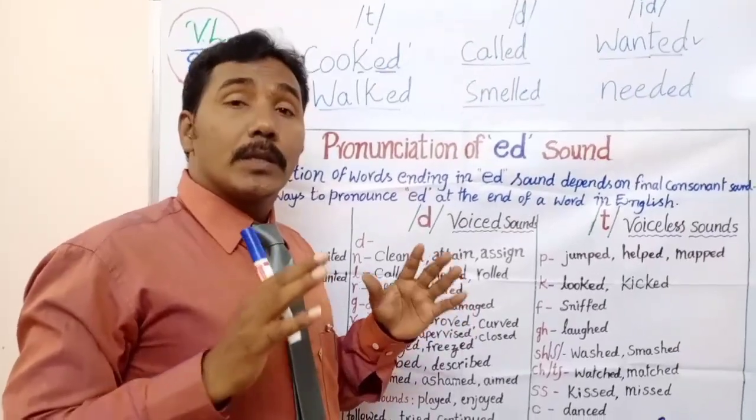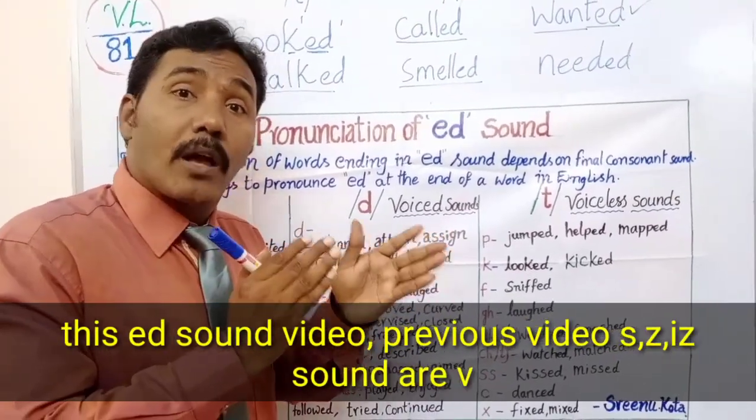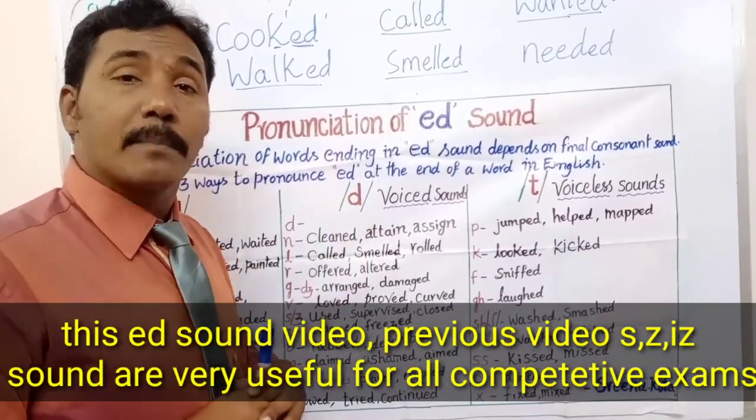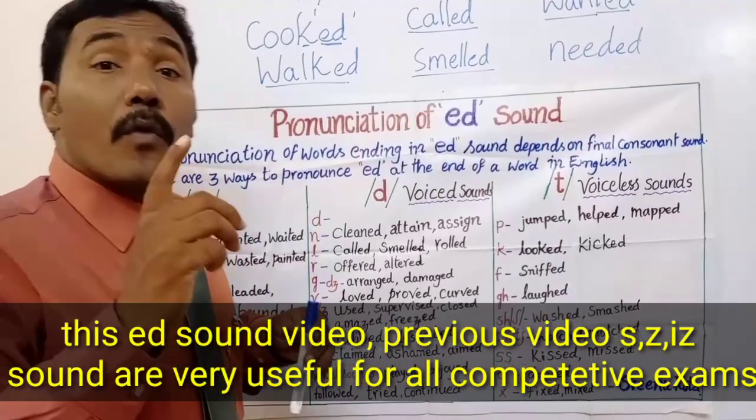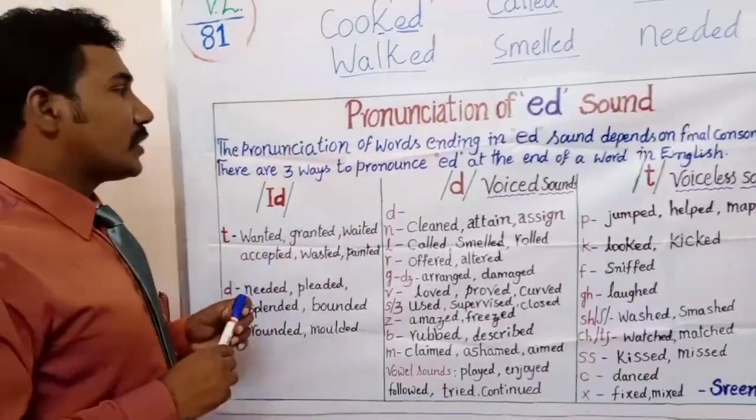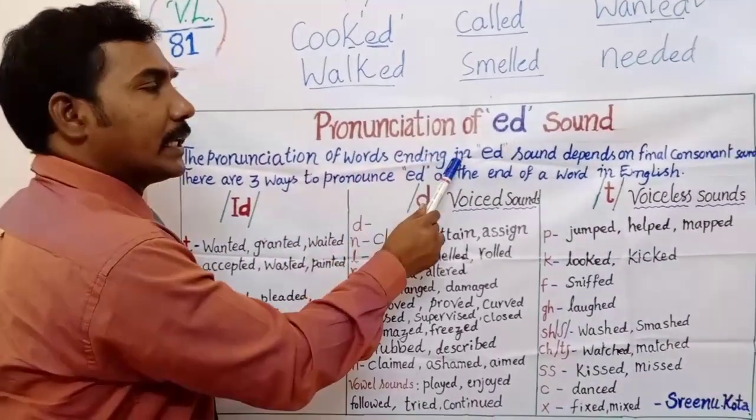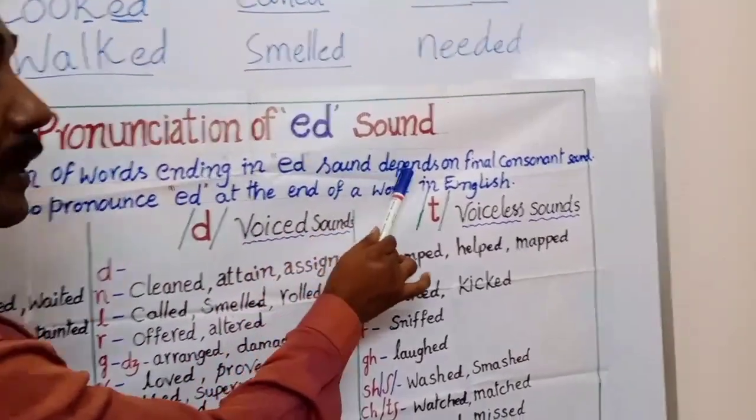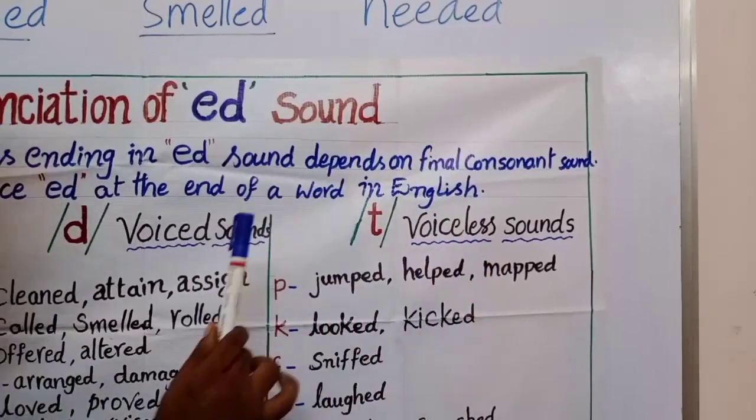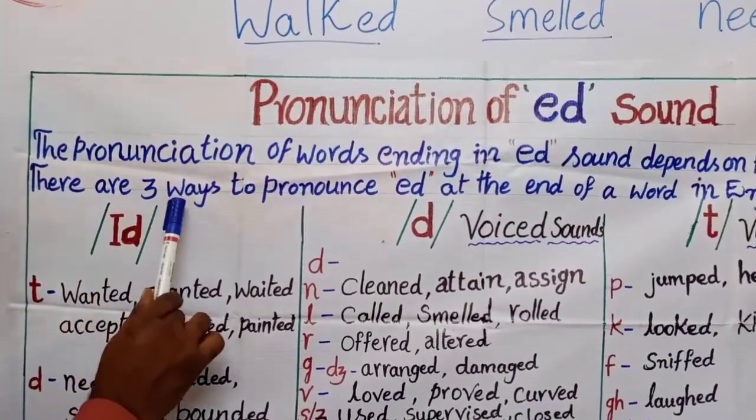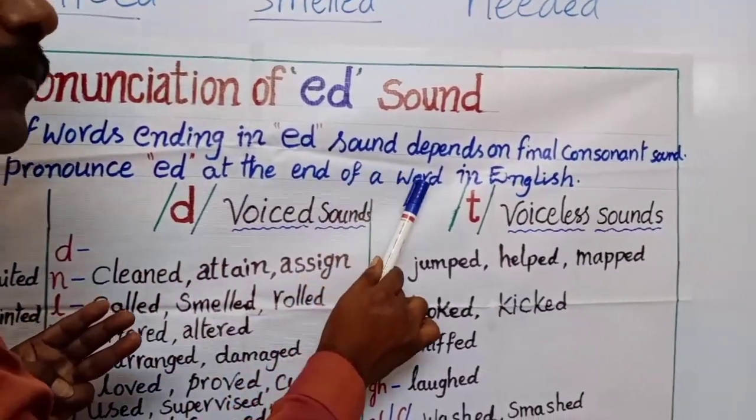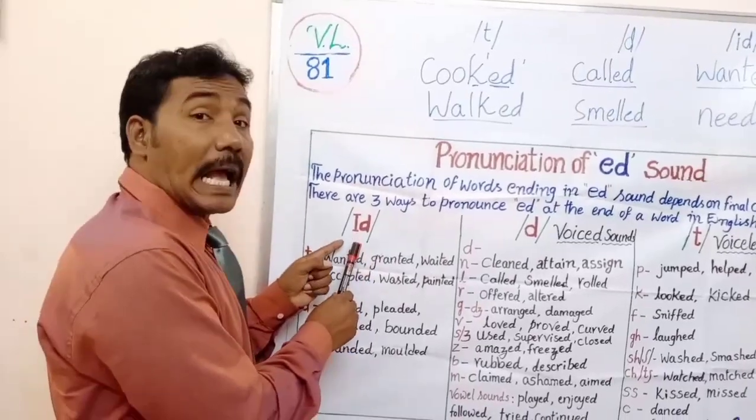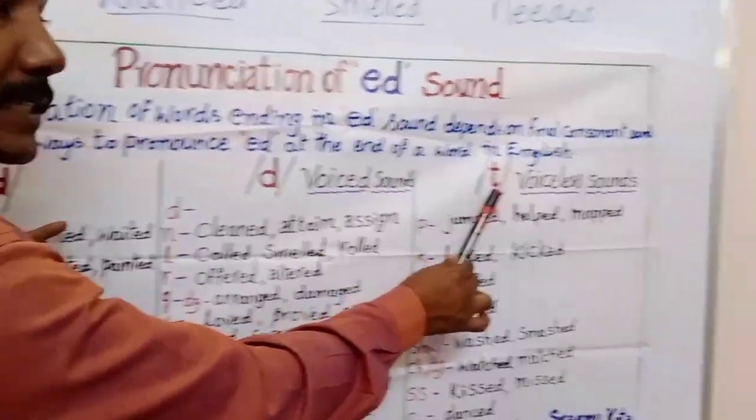Friends, this video and the previous video sounds are also very important for competitive exams, of course Group 1, Group 2, and general English competitive exams. So observe carefully till the end of this video. The pronunciation of words ending in ED depends on the final consonant sound in that word. There are three ways to pronounce the ED sound at the end of a word in English: the id sound, the d sound, and the t sound.